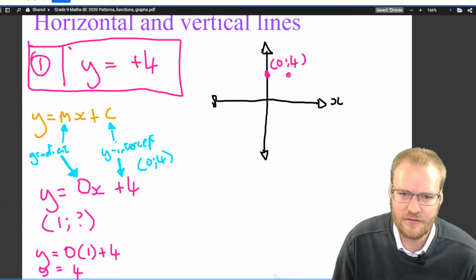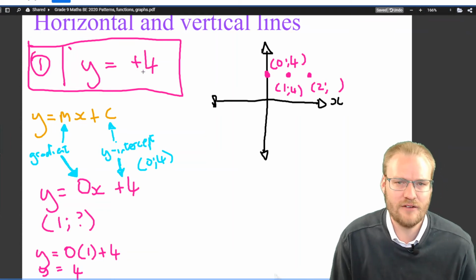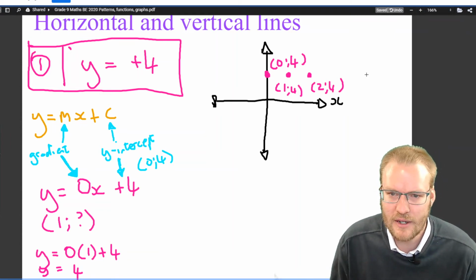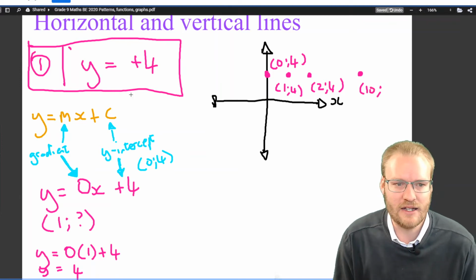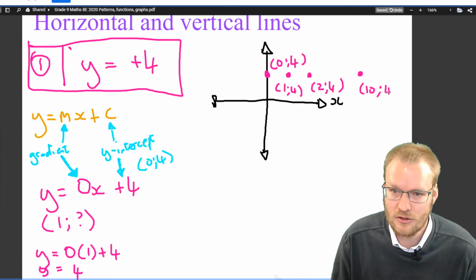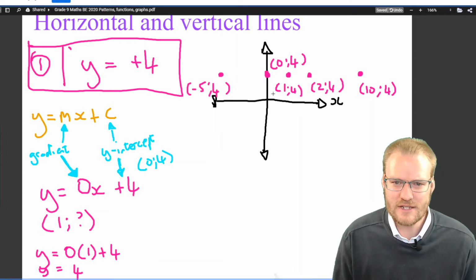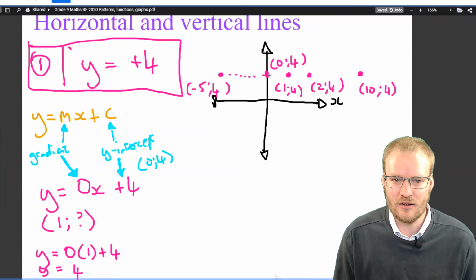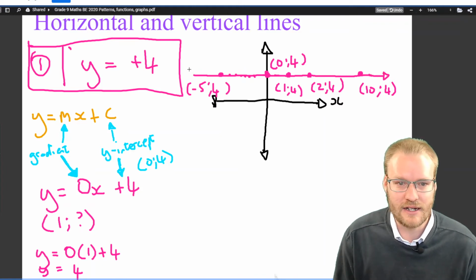So if we have the number 1, our output's 4. What about the number 2? What's y equal to? Well, we don't have to even substitute because y equals 4. When x equals 10, what does y equal? Y equals 4. What about here, x equals minus 5? Y equals 4. Y always equals 4, so no matter where you are, it's always 4. So our straight line looks perfectly horizontal, going across like that. There it is.